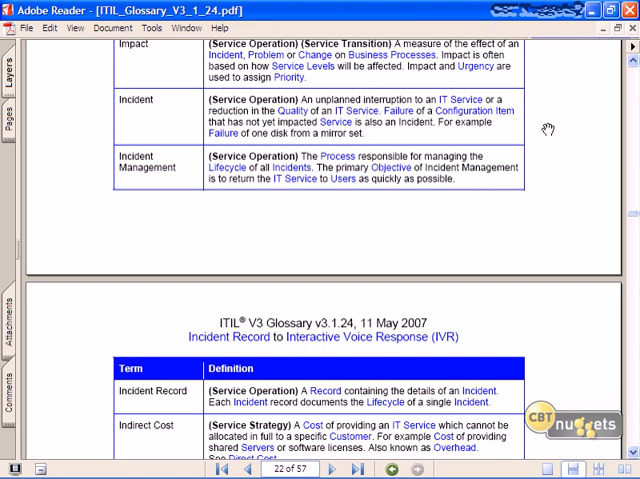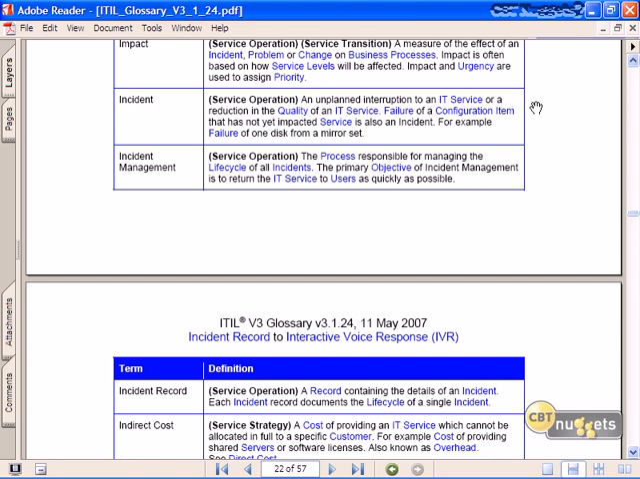For example, what is an incident? Well, an incident is an unplanned interruption to an IT service or the reduction in the quality of an IT service. An incident is also the failure of some configuration item that has not yet impacted your IT service. For instance, the failure of one hard disk from a mirrored set. Now, incident management is the process that's responsible for managing the life cycle of all of your incidents. The main goal of incident management is to return the IT service to users as quickly as possible with as little impact on the organization as possible.